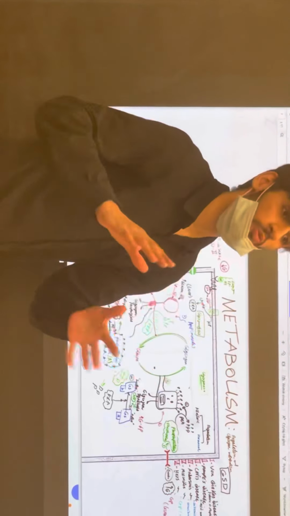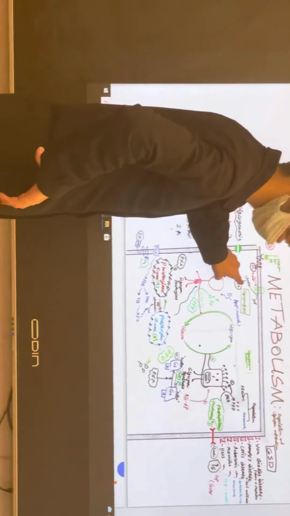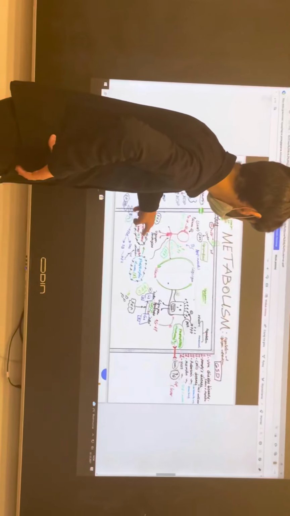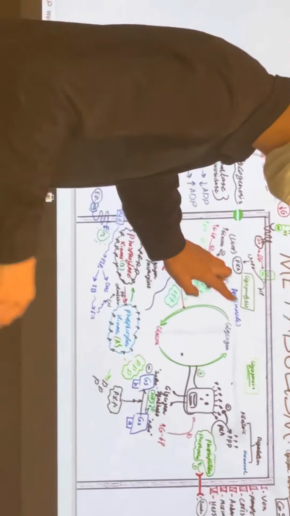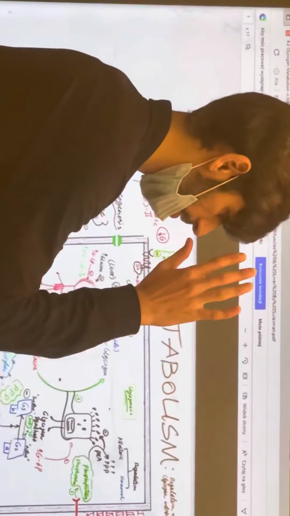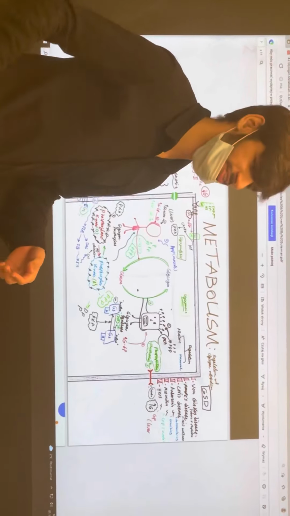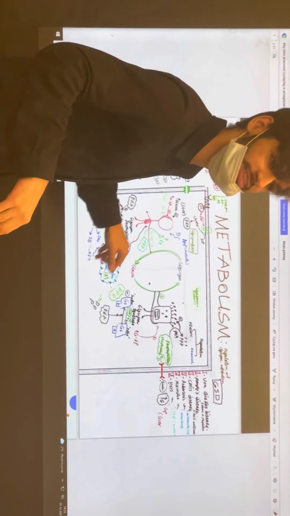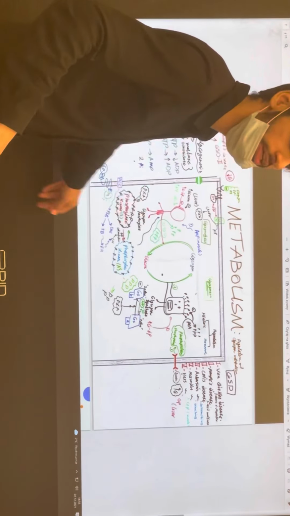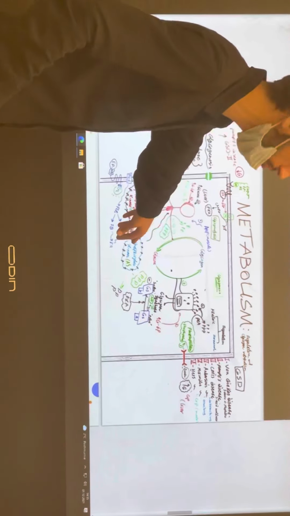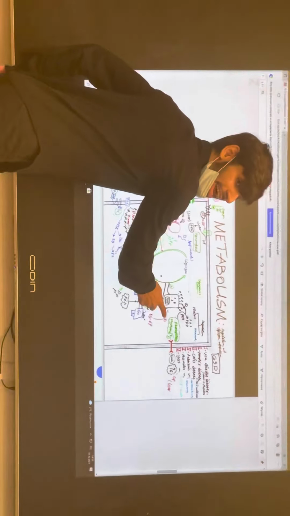But there is one other thing as well. This protein kinase A doesn't just phosphorylate the glycogen phosphorylase. It is not specific for this glycogen phosphorylase. It will also go and phosphorylate the glycogen synthase.